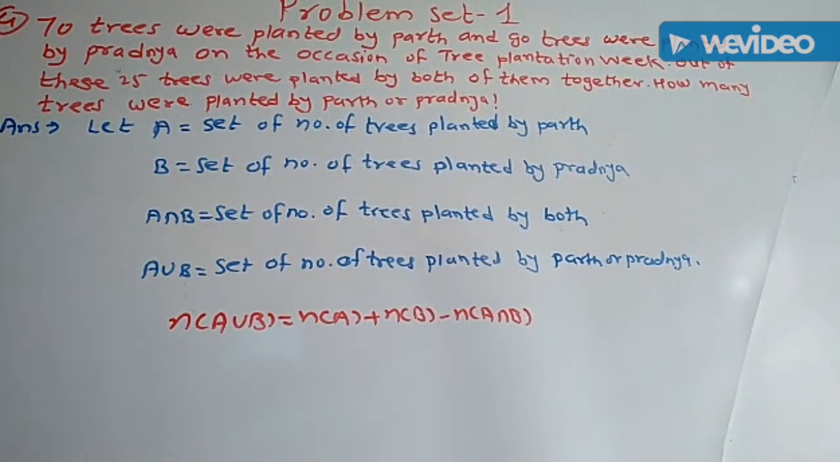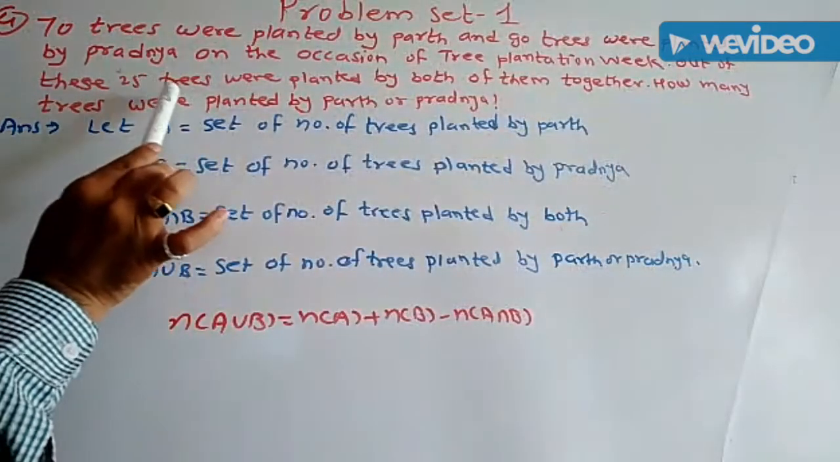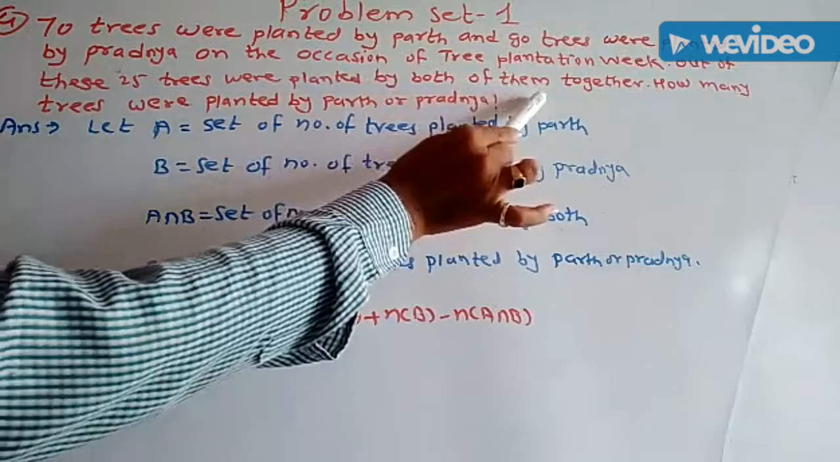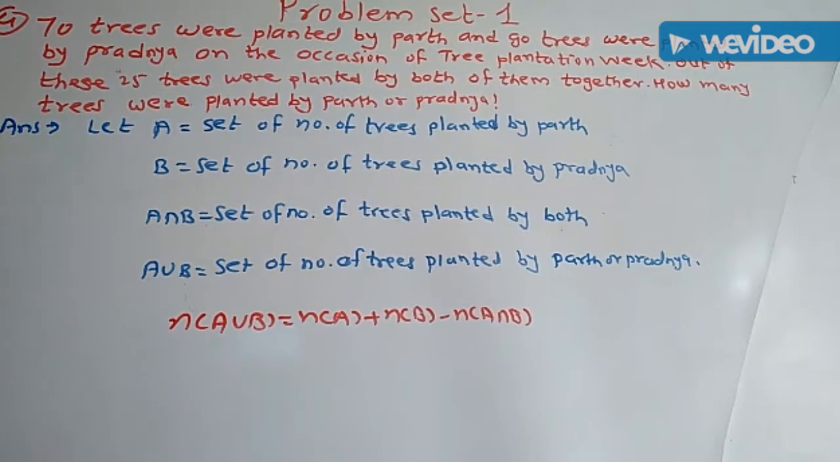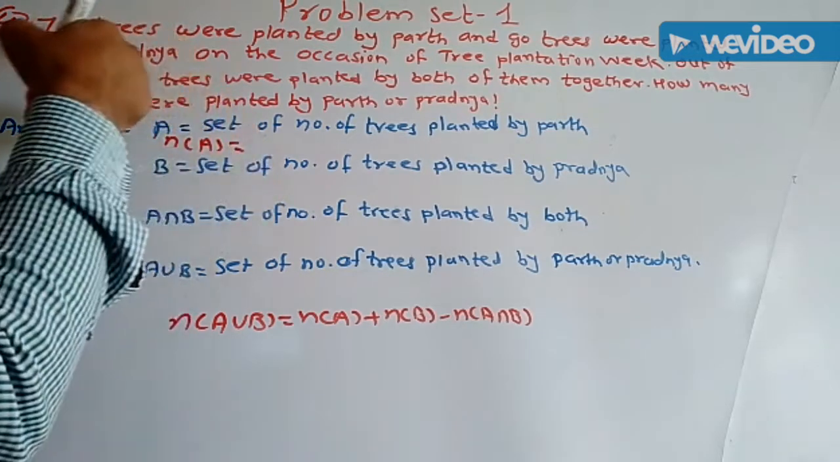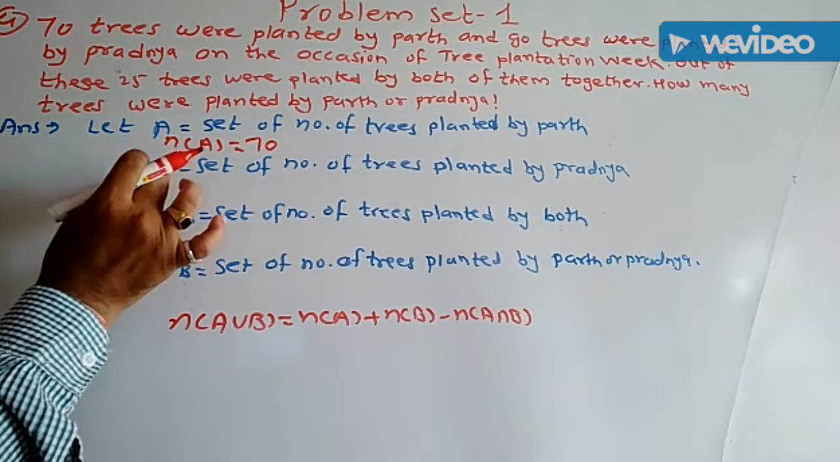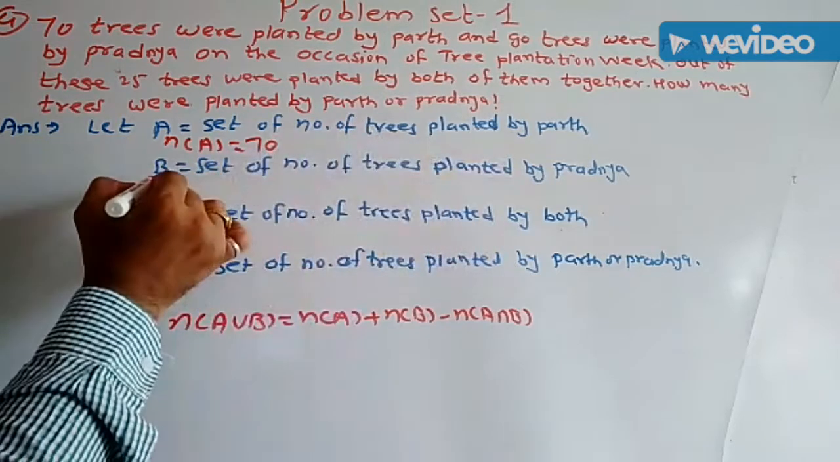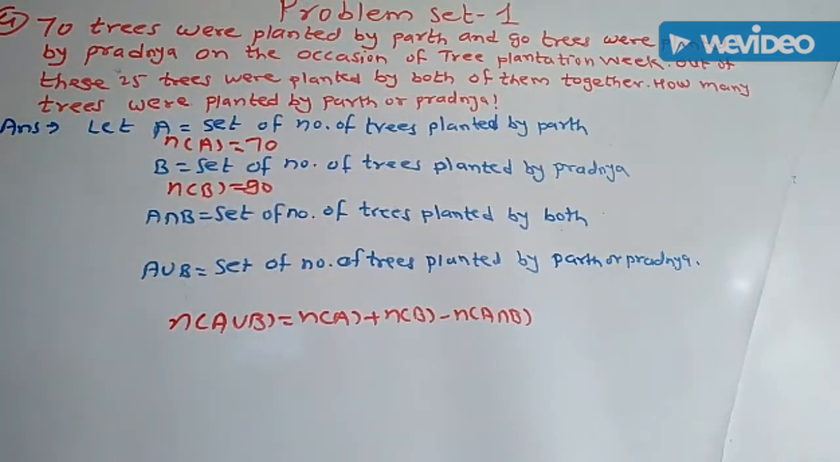Next example is, 70 trees were planted by Parth and 90 trees were planted by Pradnya on the occasion of tree plantation week. Out of these, 25 trees were planted by both of them together. Then find how many trees were planted by Parth or Pradnya. For that, we consider A to be the set of trees planted by Parth. Now Parth planted 70 trees, and therefore number of A is 70. We consider B to be the set of trees planted by Pradnya, which is 90. Therefore number of B is equal to 90.